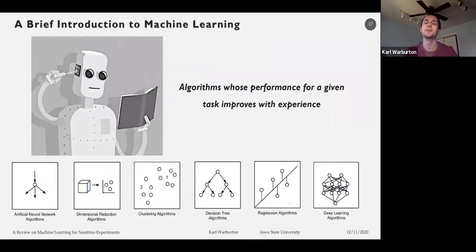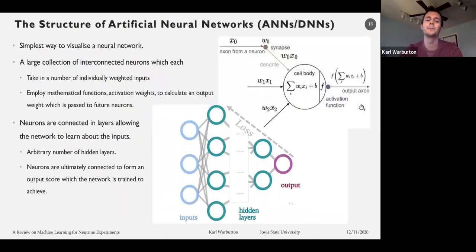Right. So now, to give a brief introduction to machine learning. There are lots of different ways that we can go about machine learning, and they're all laid out here briefly. The basic structure of an artificial neural network or a deep neural network is that it's basically just a large collection of interconnected neurons. So here on the top, I have a schematic of a neuron.